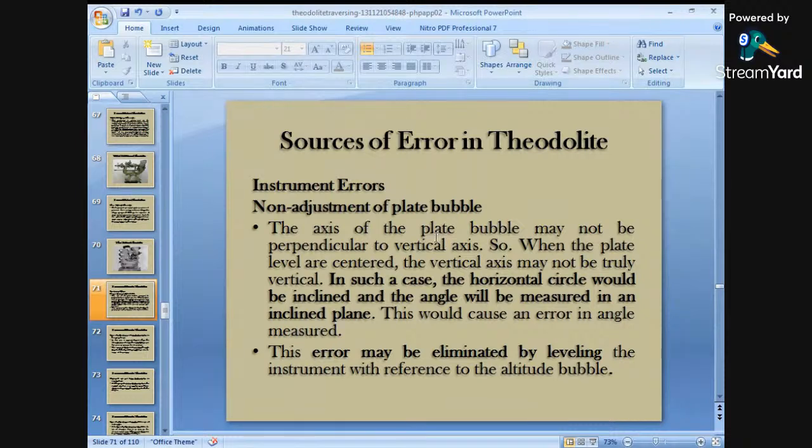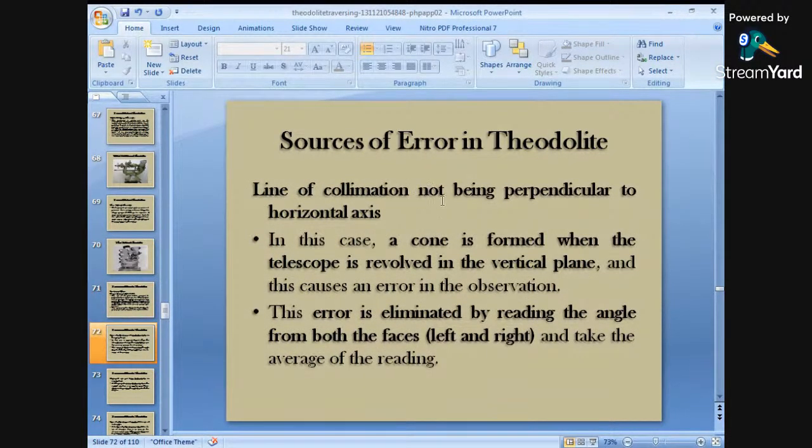If leveling has not been done properly, it will affect your readings. After that, the line of collimation not being perpendicular to the horizontal axis may cause some error, because every time you perform your theodolite traversing, the line of collimation should be perfectly horizontal. Otherwise your reading will be wrong. In this case, a cone is formed when the telescope is revolved in the vertical plane, and this causes an error in the observation. The error is eliminated by reading the angle from both faces, left and right, and taking the average of the readings. So you have to take the observation with the help of face left position as well as face right position.